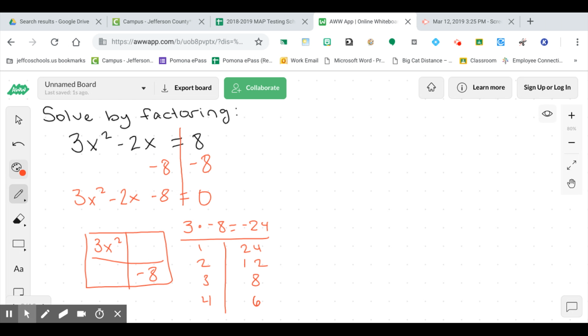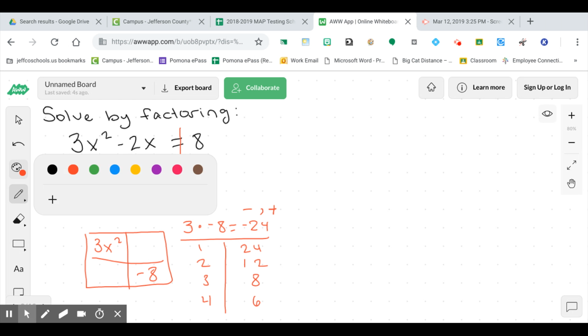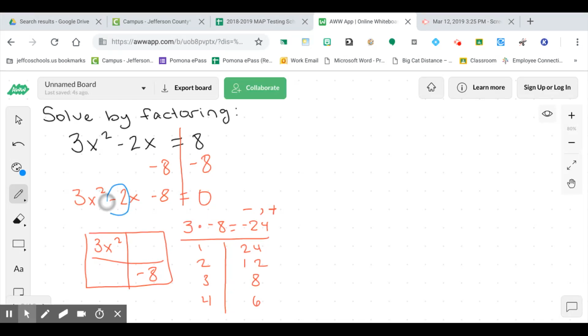Now I'm going to need to make one of these numbers negative because I know a negative times a positive would make that negative. I also see that I need to add up to a negative 2. So that means the bigger number is going to follow this sign. So I'll make the bigger number negative. Which one of these adds up to negative 2? Well, it looks like these two do. 4 plus negative 6 is negative 2. So I'll plug those numbers in the boxes. Don't forget the x's.